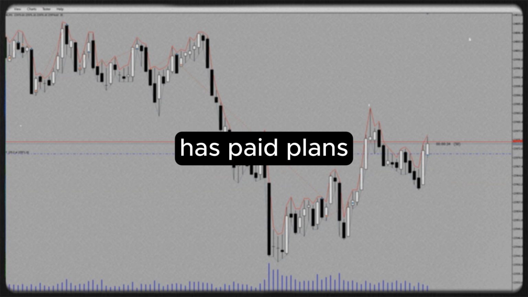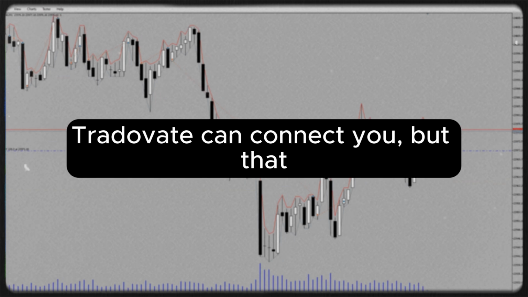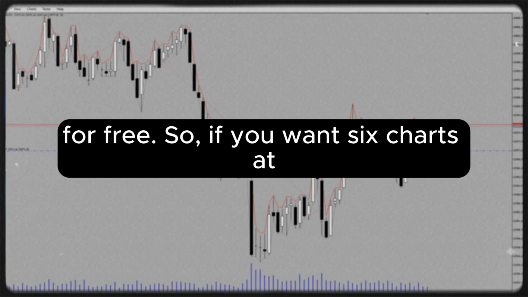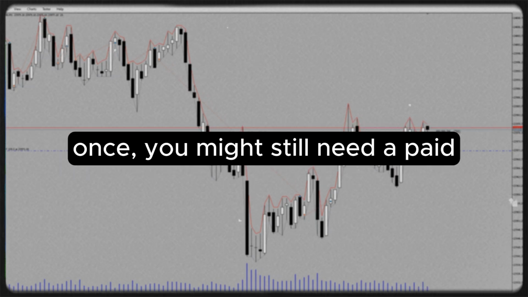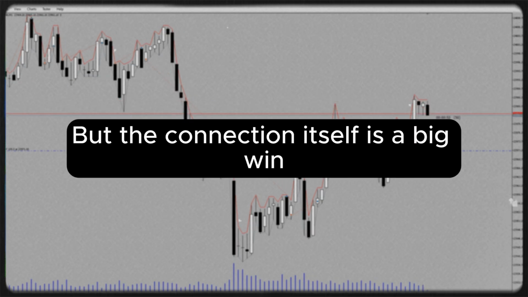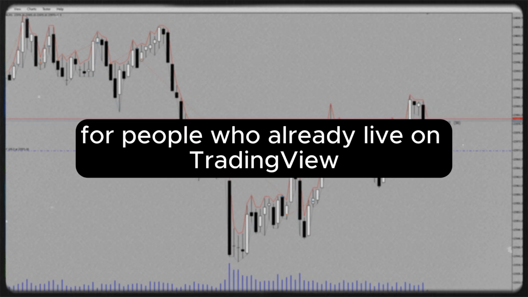TradingView has paid plans. Tradovate can connect you, but that does not mean you get every TradingView premium feature for free. So if you want 6 charts at once, you might still need a paid TradingView plan. But the connection itself is a big win for people who already live on TradingView.